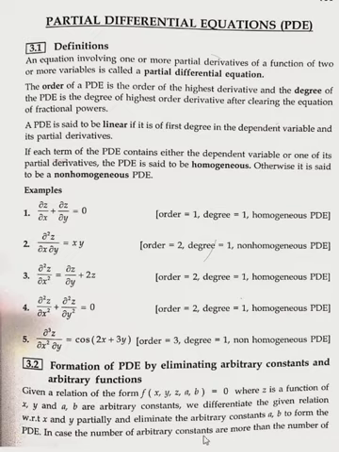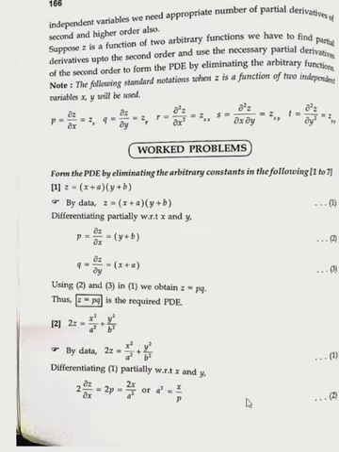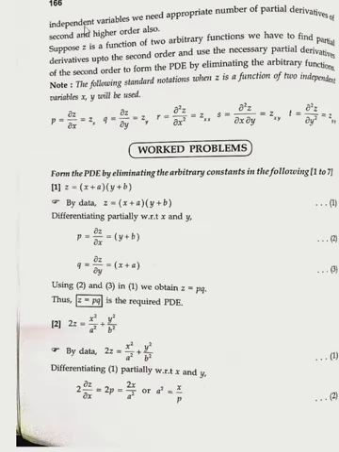In case the number of arbitrary constants is more than the number of independent variables, we need an appropriate number of partial derivatives of second and higher order also. Suppose the PDE contains more arbitrary constants than independent variables, then we need to differentiate further.